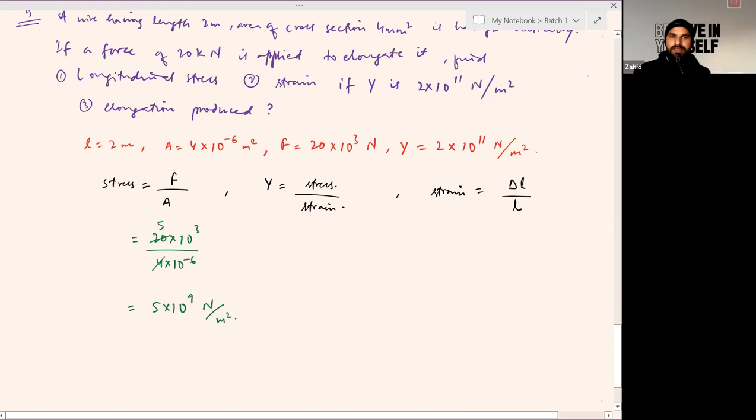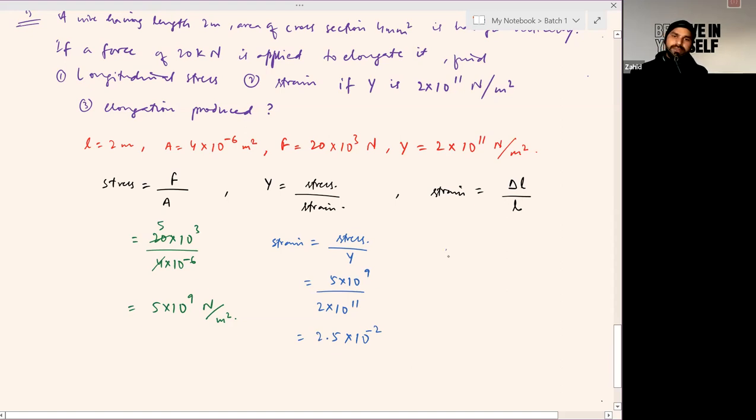Next, using this relation, we may find strain. So move strain to the left side and Young's modulus to the right side. Strain equals stress divided by Young's modulus. Stress is 5 into 10 to the power 9 and Young's modulus is 2 into 10 to the power 11. So 5 by 2 will be 2.5, and 10 to the power 11 on moving to the numerator becomes minus 11. So 9 minus 11 will be minus 2. And strain is a unitless quantity, so it stays as it is.